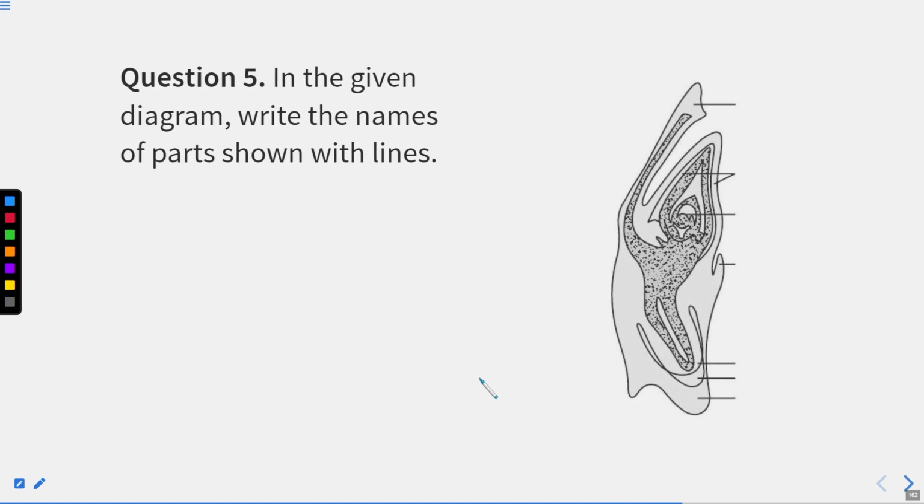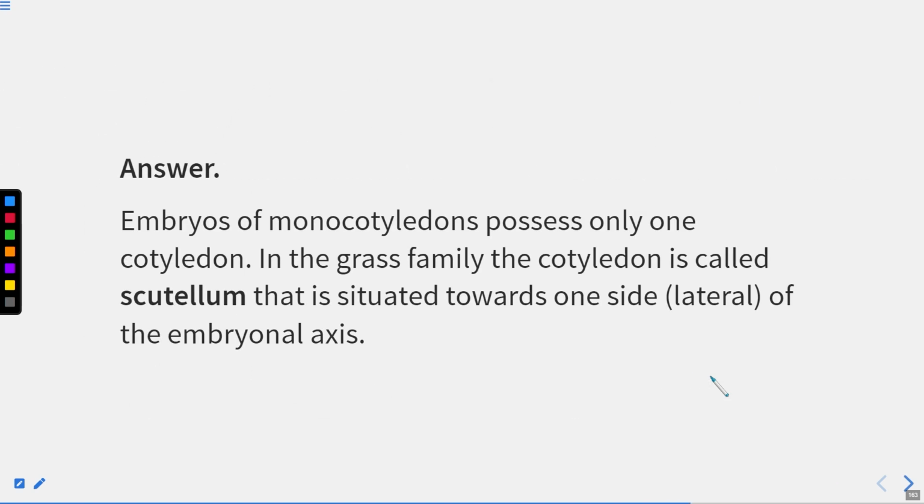Now let's talk about question number 5. In the given diagram, you have to write the names of the parts shown with lines. So they have given you this figure, and you have to label it. What is this image? This image is the lateral section of the monocot seed. Now let's discuss this.